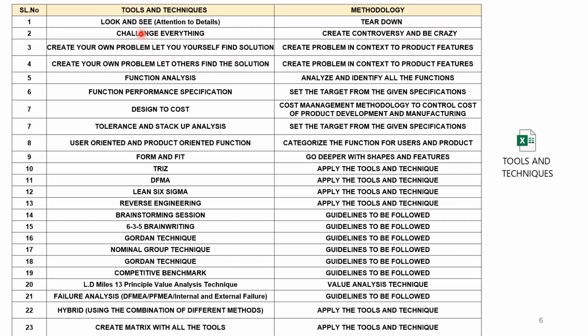The tools and methods here: you can look and see the product or a process or a project. You go to the detail. You have to give attention towards your details. You have to go step by step. You have to understand and analyze it to a deeper extent. You look and see the process. And if it is a product, you try to do some teardown. These are the methodologies that you can adopt.